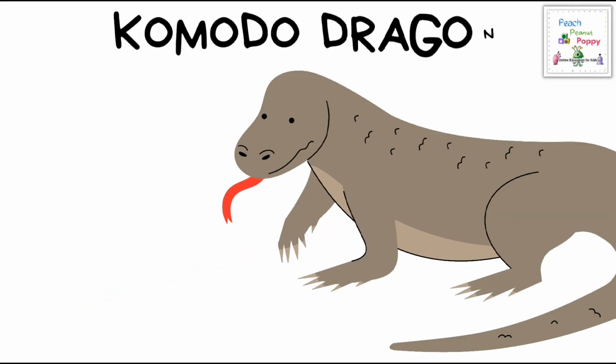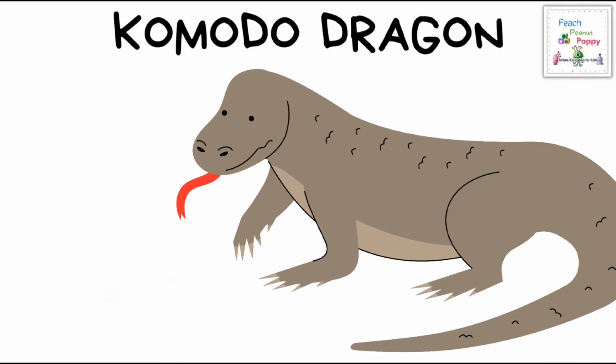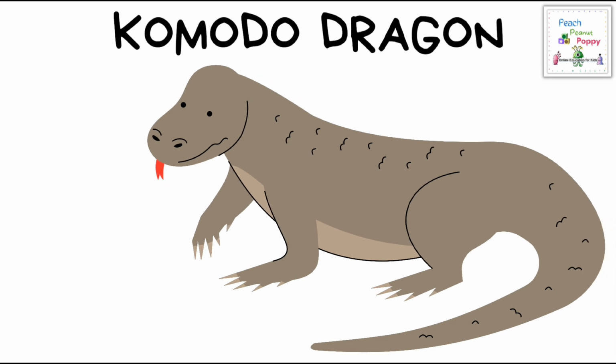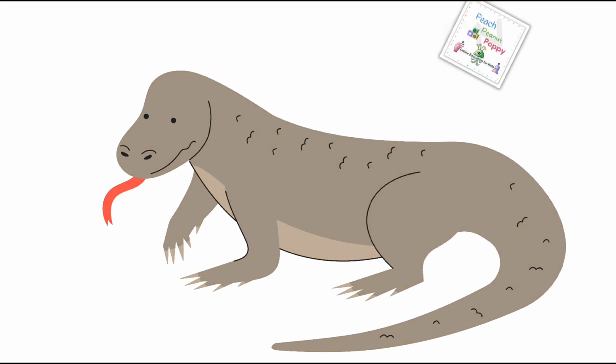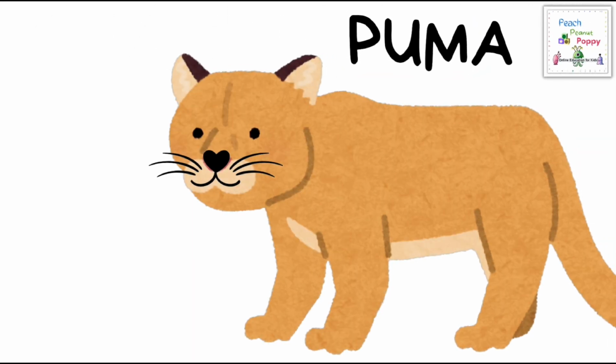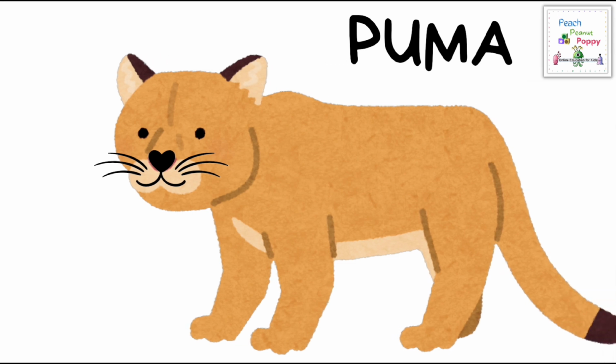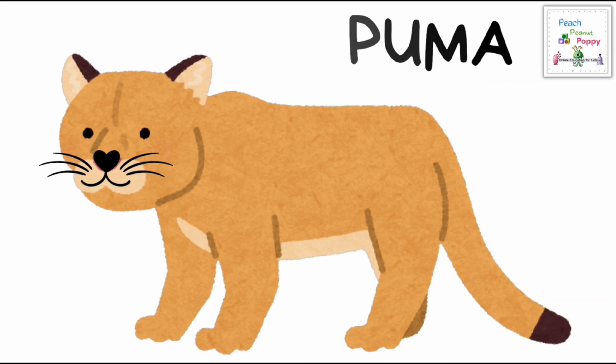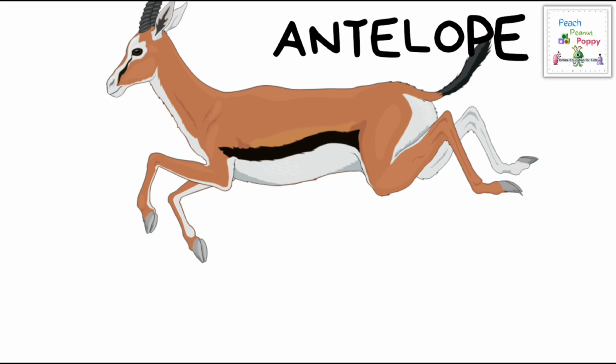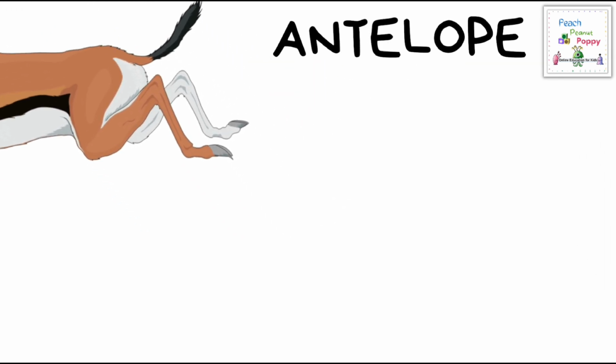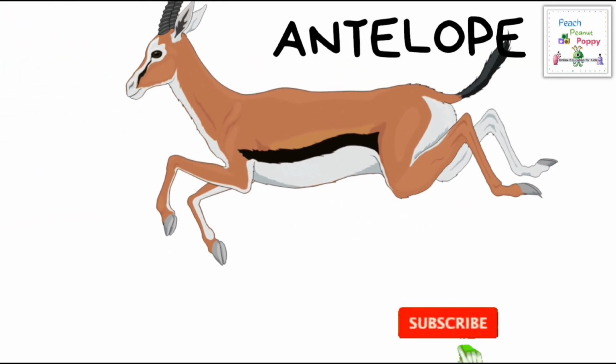The next wild animal on our list is the Komodo dragon. Komodo dragon. Then we have the puma. Puma. The next one is antelope. Antelope.